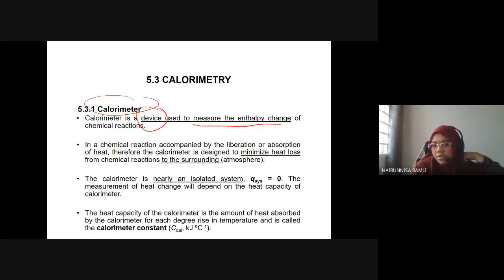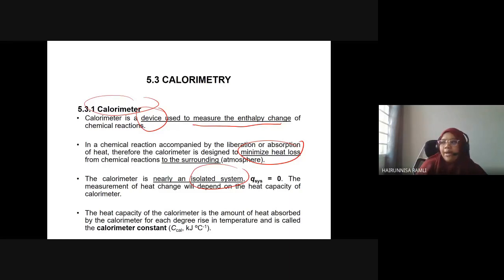So why we are using the calorimeter? Specific lah. Not a simple container. Any container you pakai, no, not like that. Because the calorimeter is designed to minimize the heat loss to the surrounding. Sebab lah nama pun kita nak measure heat change of the reaction. Tapi kalau dia mudah nak keluar, so macam tak ada guna lah you nak measure. So tak tepat lah kat situ kan. So that's why kita ada specific device lah. And this calorimeter is nearly an isolated system.